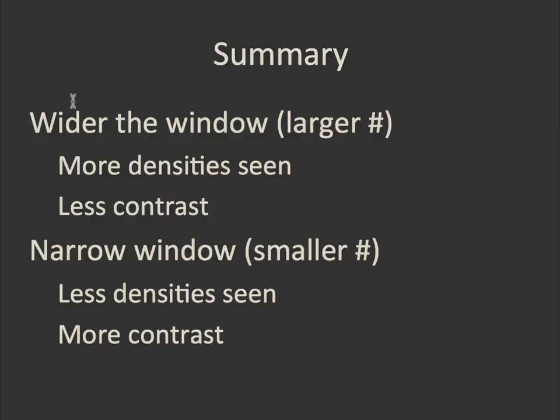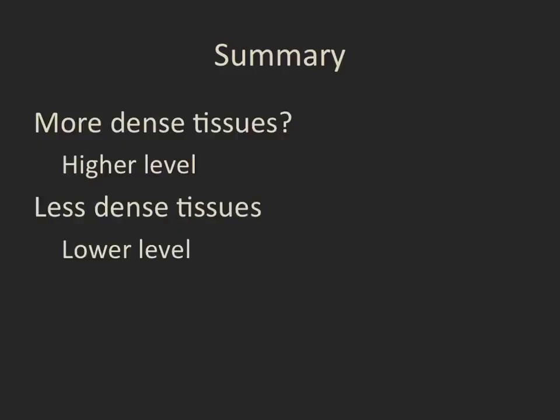So the wider the window, the larger that number, the greater range of tissue densities you're going to see, but the less contrast in the image, and the narrower the window, the smaller that number, the less range of densities you're going to be able to see, but there is going to be more contrast between the different densities. And generally speaking, the denser the tissues you want to look at, the higher the level needs to be, and the less dense the tissues, the lower the level.